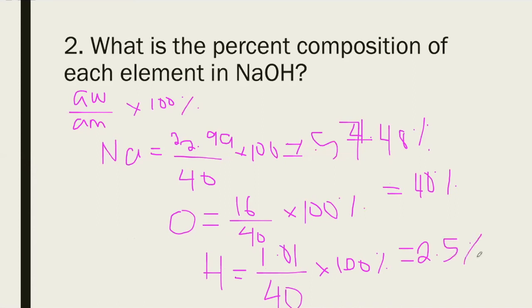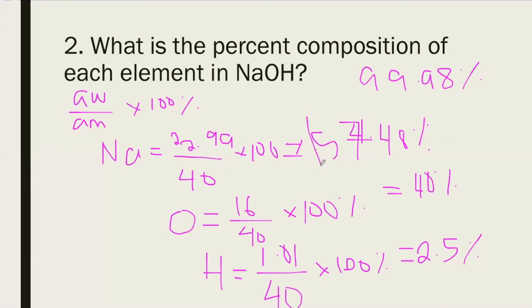So if we add all these percentages up together, 57.48% plus 40% plus 2.5%, we will get 99.98%. So roughly almost 100%. So as long as your answer is roughly near 100%, it is acceptable.